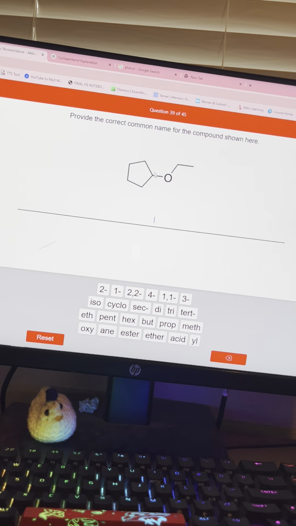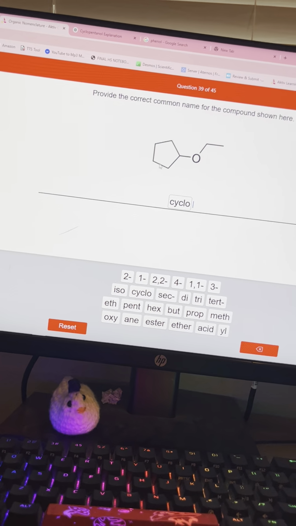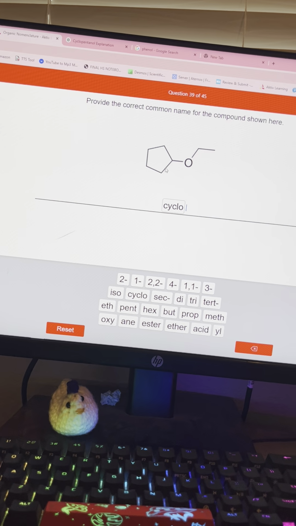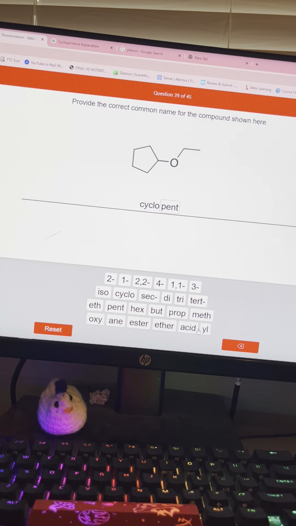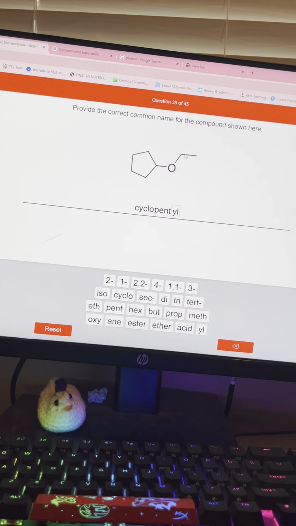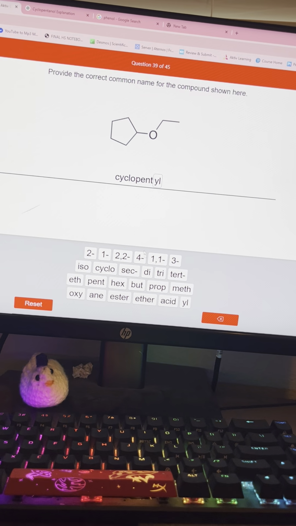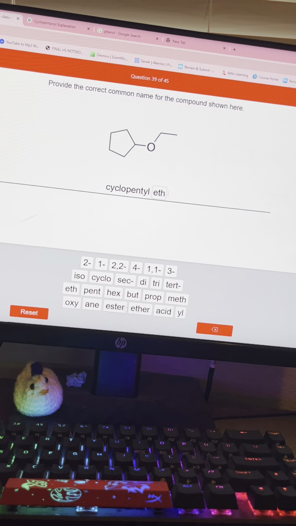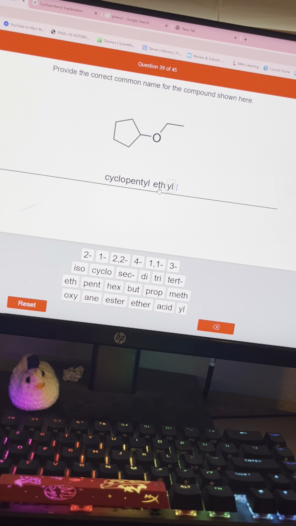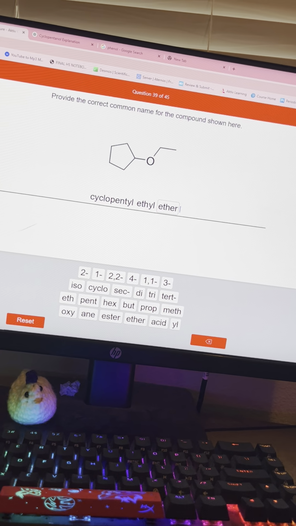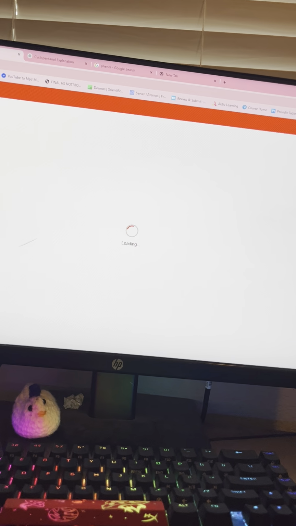Same thing here. We have cyclo. Remember, it's an enclosed shape. 1, 2, 3, 4, 5. Cyclopentyl. And then we only have 1, 2, which is another ethyl. So ethyl. Remember, C comes before E. And then we put the ether at the end, like that.